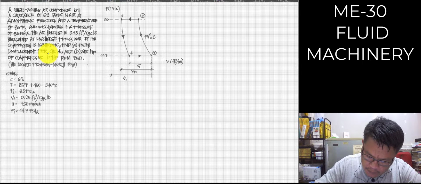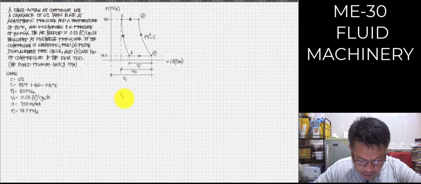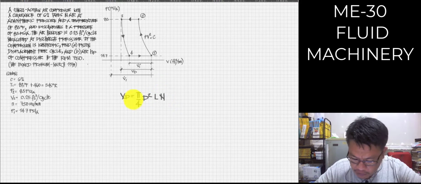Okay. Now let's try to write the equation for the volume displaced. So we have the equation, which is V_D is equal to pi over 4 D squared, then times L, then N. Now what we don't have here is the diameter, and we don't have the length of stroke, and we have only the RPM. So this is not a good candidate for the equation that we will be needing.